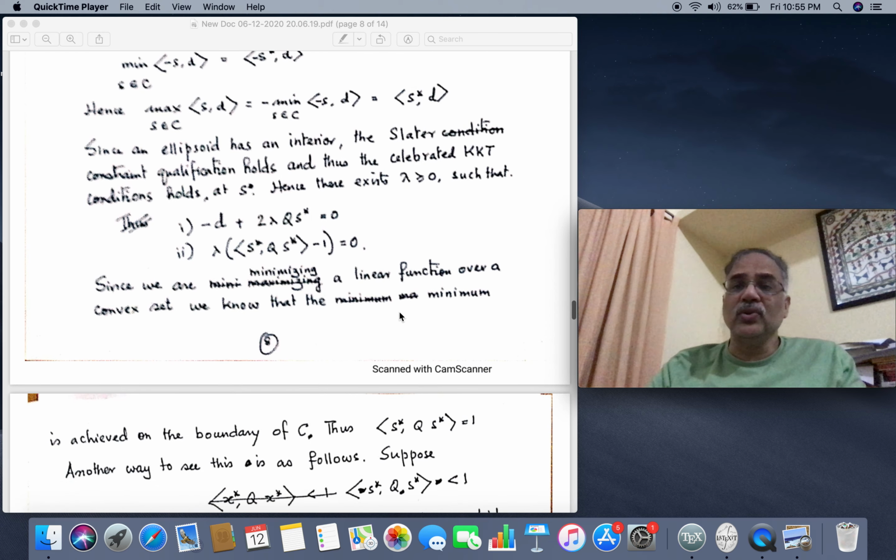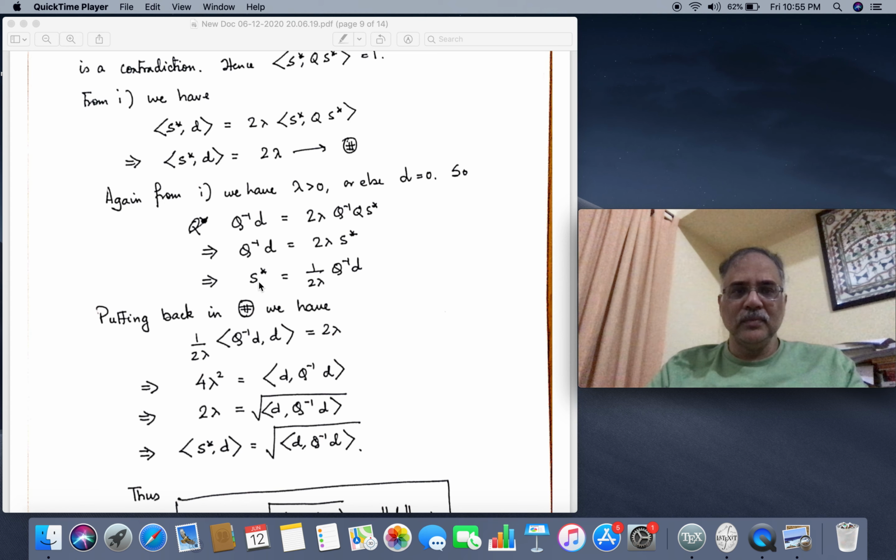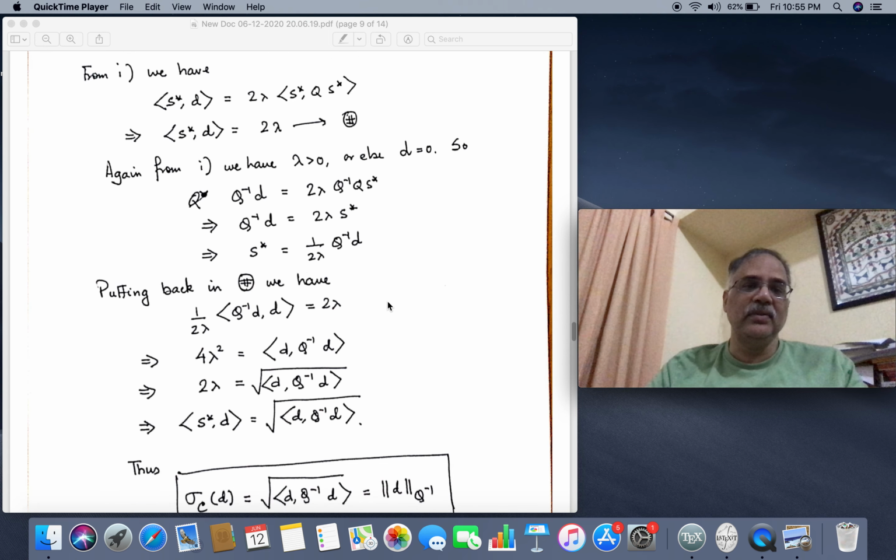Which means now, again from the first equation, taking d to the other side and multiplying both sides by Q inverse, because it's a positive definite matrix, there's an inverse. So Q inverse d is 2 lambda Q inverse Q S star. So Q inverse Q is I, identity. So Q inverse d is 2 lambda S star. So S star is equal to 1 by 2 lambda Q inverse d, because lambda is strictly greater than 0.